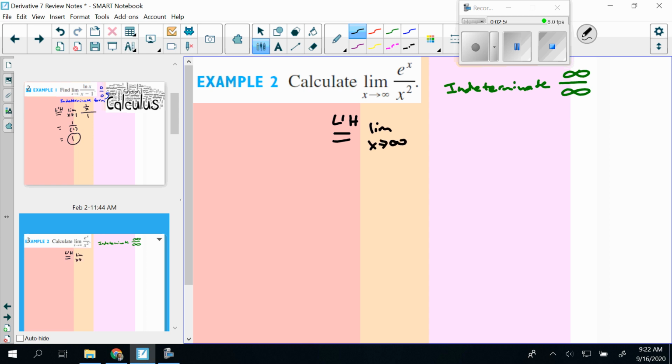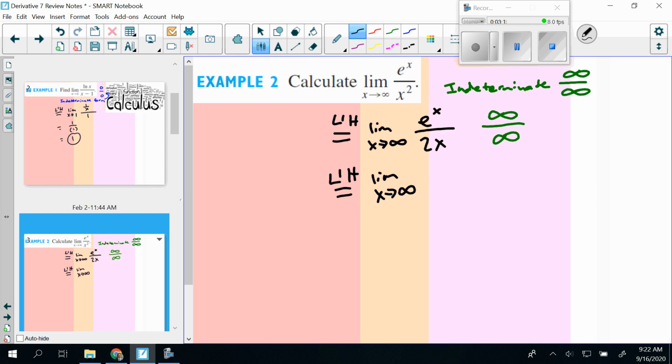The derivative of the top is still e to the x. The derivative of the bottom is 2x. Now if we plug in infinity, we still have infinity on the top. 2 times infinity is still going to be very large. We still have this indeterminate form of infinity over infinity. So what we need to do is apply it a second time.